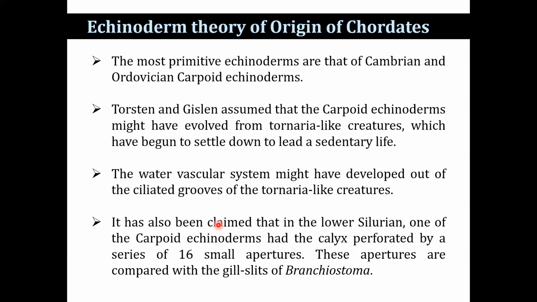Now, the most primitive echinoderms are the Cambrian and Ordovician carpoid echinoderms. Torsten Gislen assumed that the carpoid echinoderms might have evolved from tornaria-like creatures, which had begun to settle down to lead a sedentary life. The water vascular system might have developed out of the ciliated bands of the tornaria-like creatures, and it has also been claimed that one of the lower Silurian carpoid echinoderms had the calyx perforated by a series of 16 small apertures, and these apertures are compared with the gill slits of the cephalochordate Branchiostoma, especially.